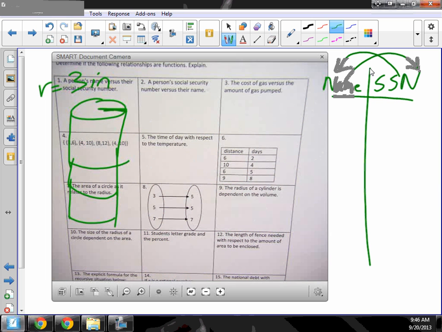Okay, if I said I have 40 acres, on my 40-acre property, how much fence is going to need to go all the way around it? Could you get more than one distance on that? No. How come? And you already know the shape. So the question here is the length of fence needed with respect to the amount of area to be enclosed. It depends. If they give us a shape, is it a function? Yes. But if they just say 21 acres and they don't tell us the shape, then it would be no. So that one could kind of go either way depending on how you interpret the question.